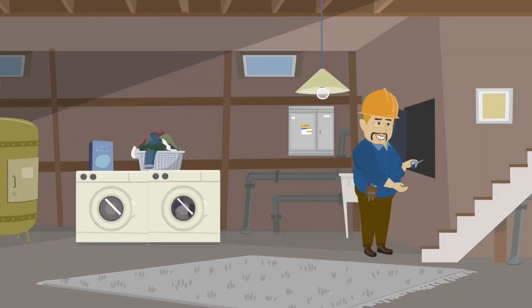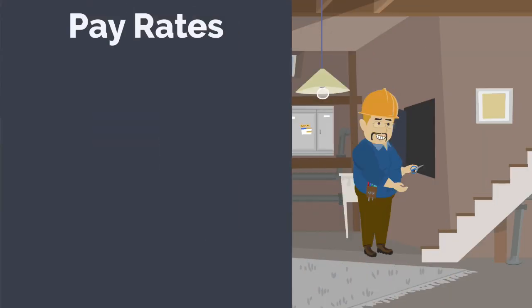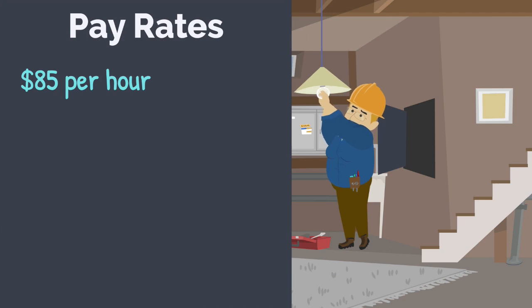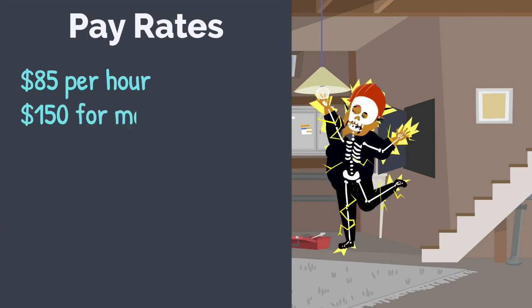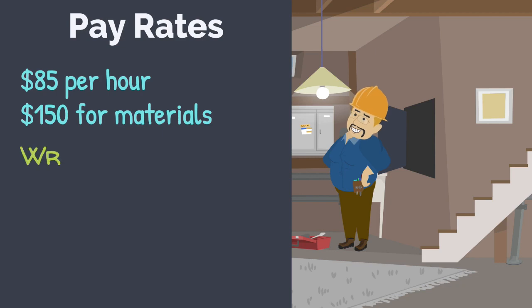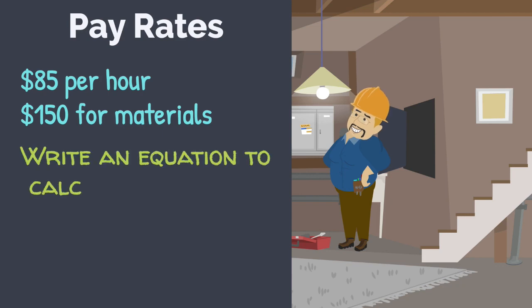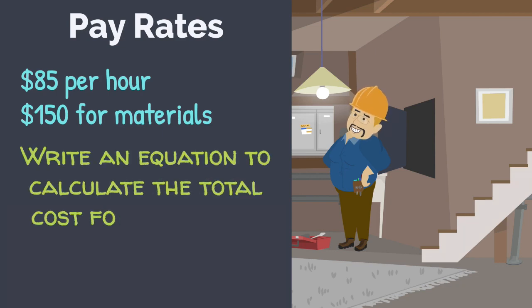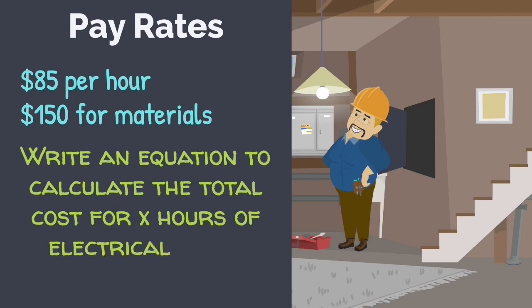For certain jobs, Randy charges $85 per hour for electrical work and a flat $150 for materials. Write an equation to calculate the total cost, including labor and materials, for x hours of electrical work.